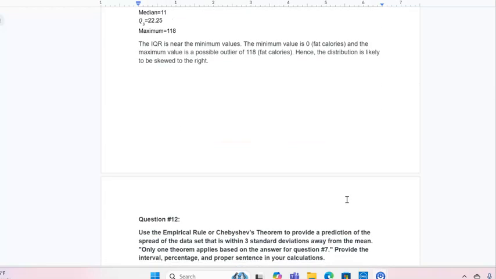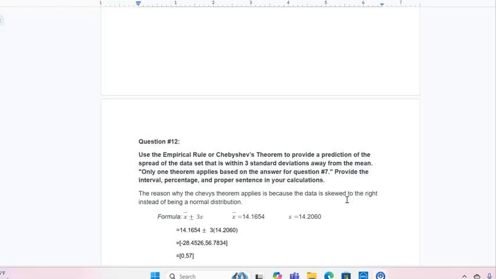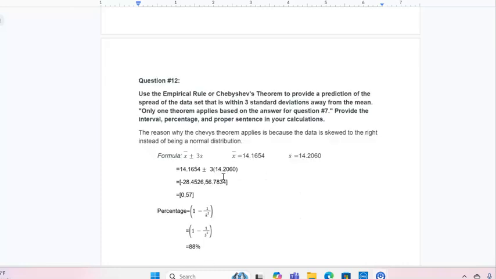With that, moving on to question number 12. We had to either use the empirical rule or Chebyshev's theorem. And the reason why we use Chebyshev's theorem is because our data set is more skewed to the right, meaning that we have to use Chebyshev's theorem. Because the empirical rule only works if your data set is a normal distribution, which ours is not.